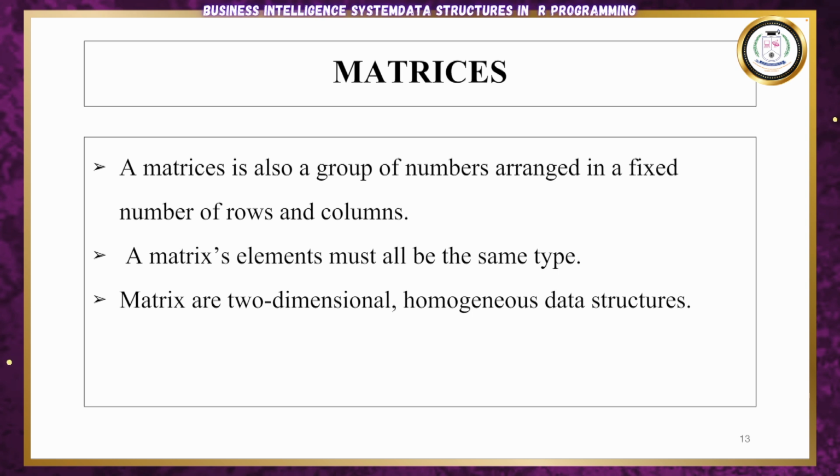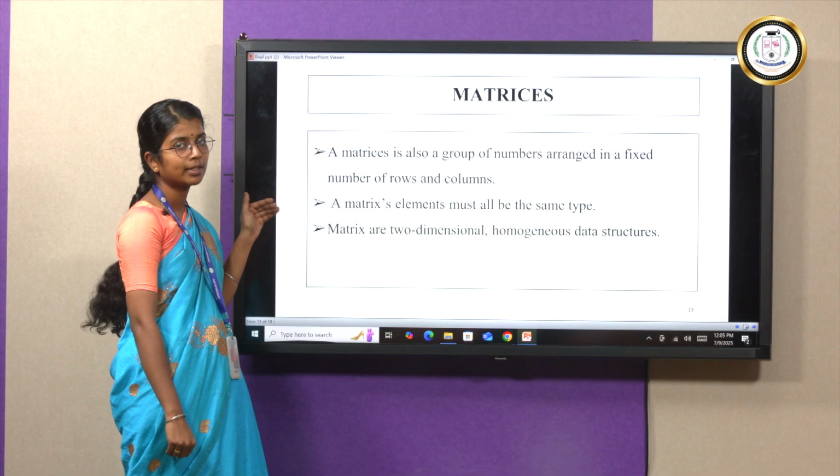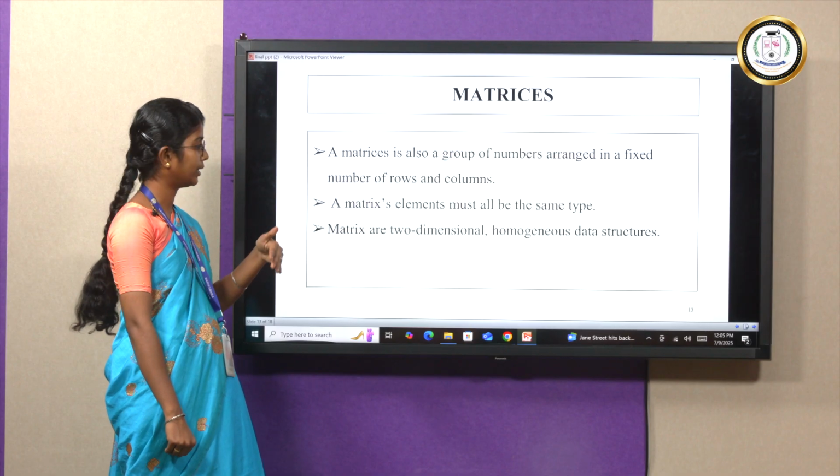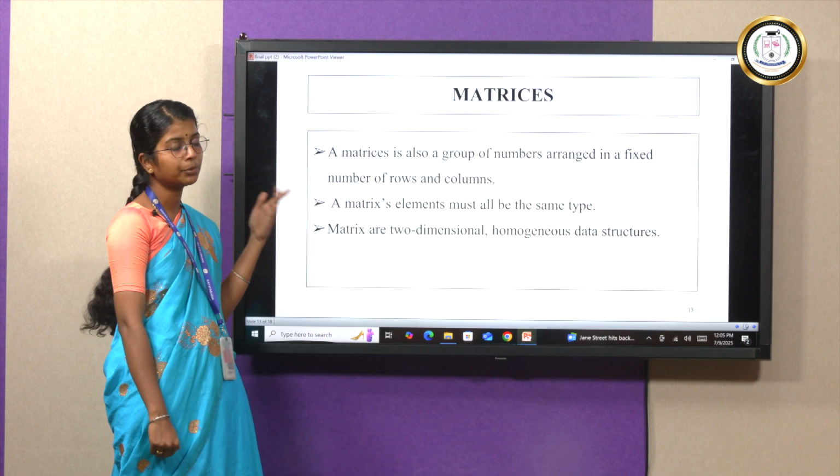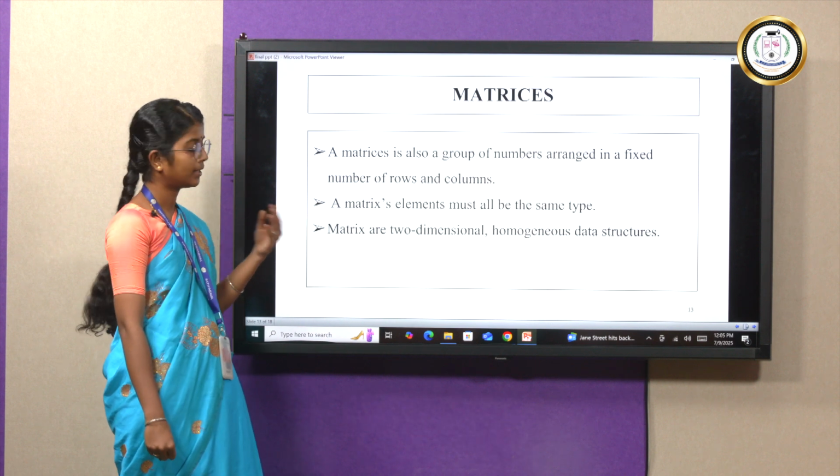Your fourth data type is matrix. From the name, it's an arrangement of a number of rows and columns, where rows are arranged horizontally and columns are arranged vertically. All the elements must be of the same data type, that is, it is a two-dimensional and homogeneous data structure.